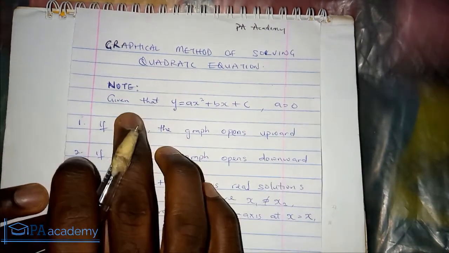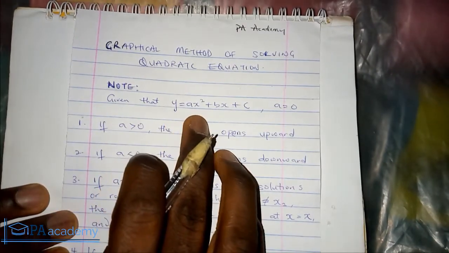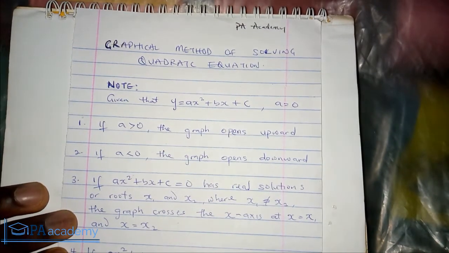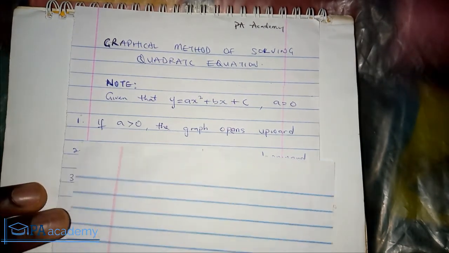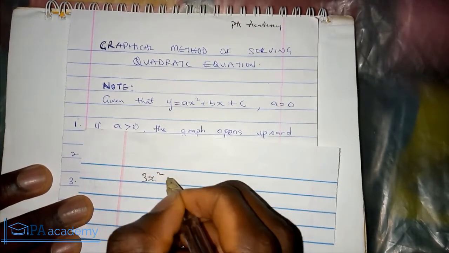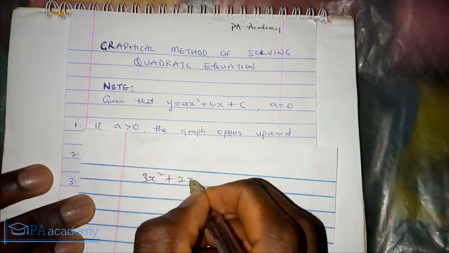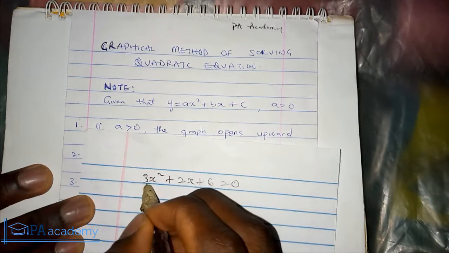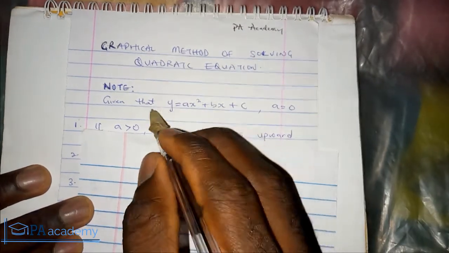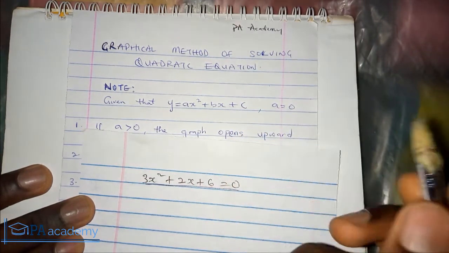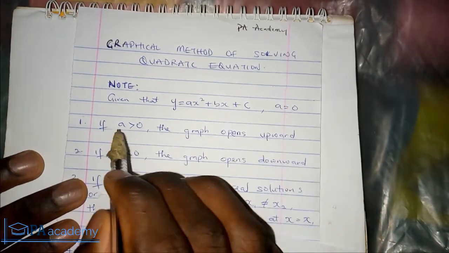Given that y is equal to ax squared plus bx plus c, this represents a quadratic equation. Let's say, for example, the quadratic equation 3x squared plus 2x plus 6 is equal to 0. This is also a quadratic equation. Given that y is equal to ax squared plus bx plus c, now look at this.